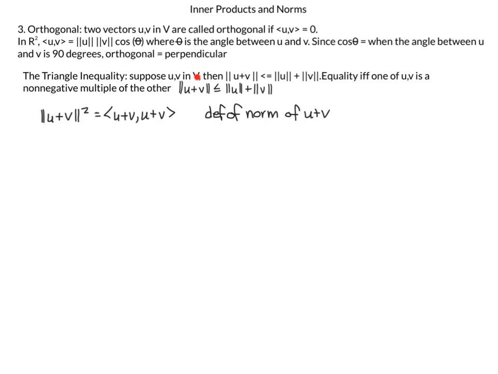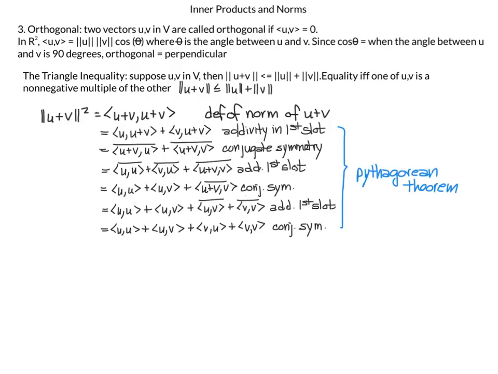I start with taking the square of the left-hand side. This looks a lot like the other inequality we proved, the Pythagorean theorem. So I take the square of the norm of u plus v, and that's equal to then the inner product of u plus v with itself. And as I said, this proof is really similar to the proof of the Pythagorean theorem.